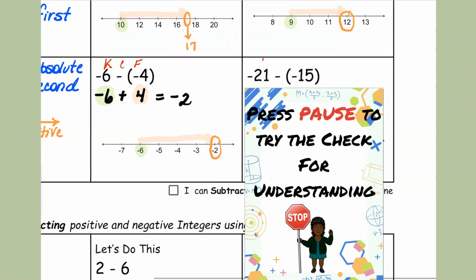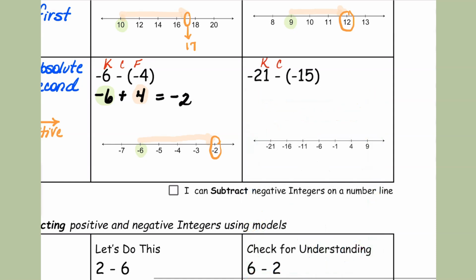All right. Here we are back, guys. Let's keep change flip this problem. So we're going to keep the -21. We are going to change this minus sign to a plus sign, and we're going to flip that -15 to a +15. So step number 2 is to plot that -21 on our number line, and then we are going to move 15 spaces in the positive direction.